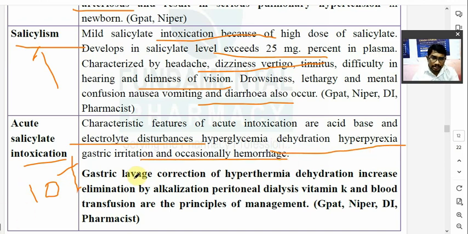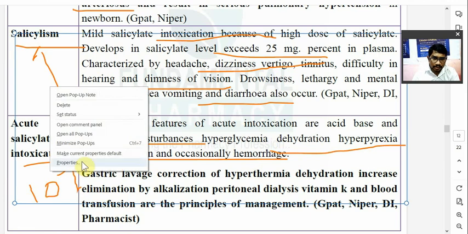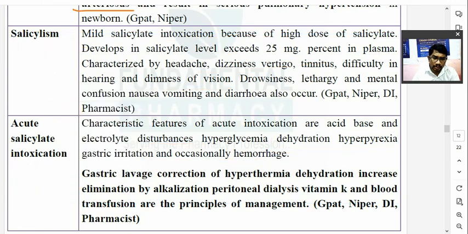If you get salicylic acid toxicity, salicylic acid का toxicity अगर हो गया है, so what is the precaution? First you have to do gastric lavage. Gastric lavage मतलब क्या है? पेट साफ करना. कैसे से साफ करेंगे पेट? By using bicarbonate ions and by using activated charcoal. Gastric lavage, पेट साफ करना.